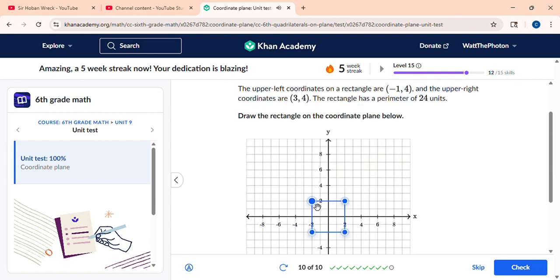Upper left corner is negative 1, 4. 3, 3, 4. 6, 4. Ooh, perimeter. So 4, 4, that's 8. That's 16. No.